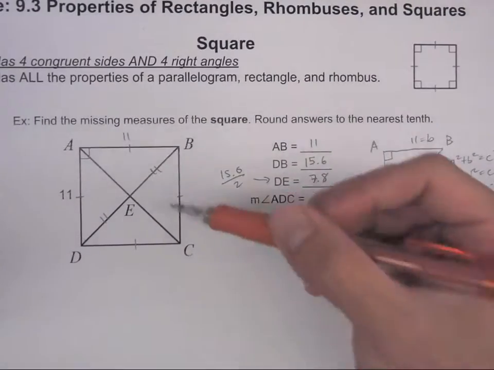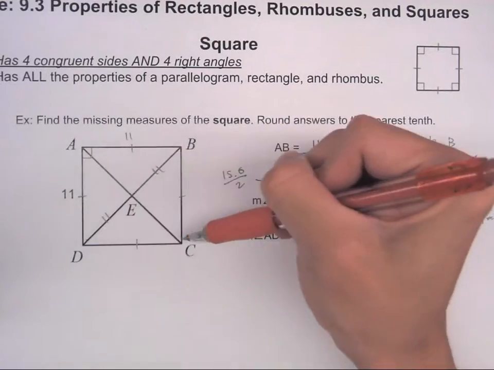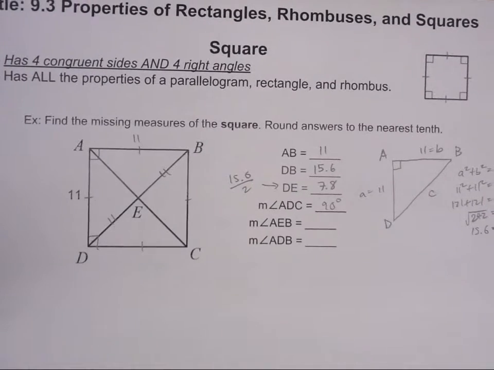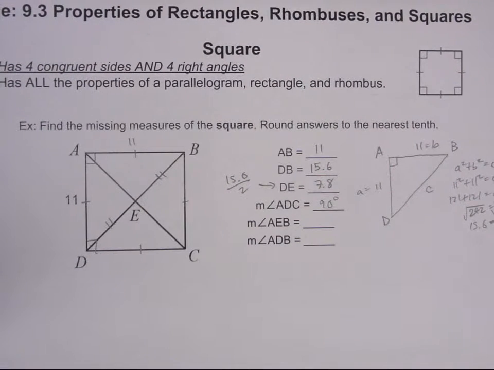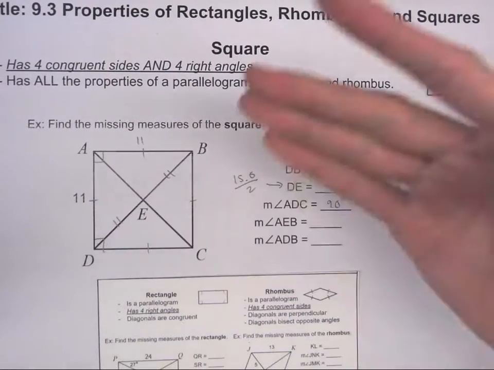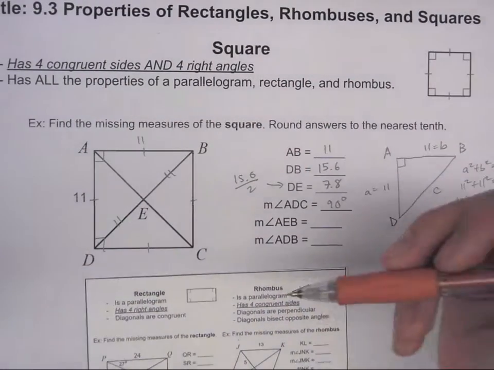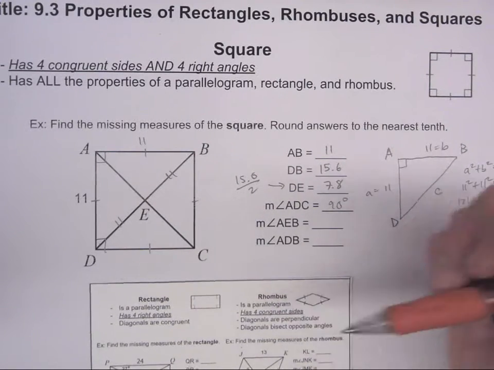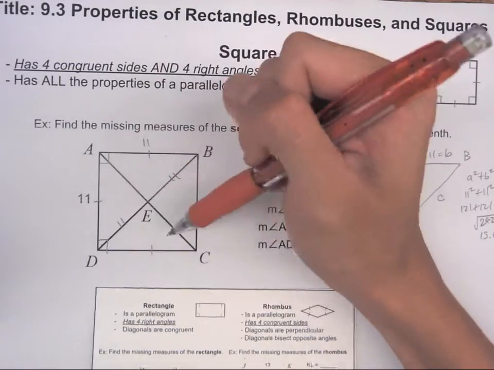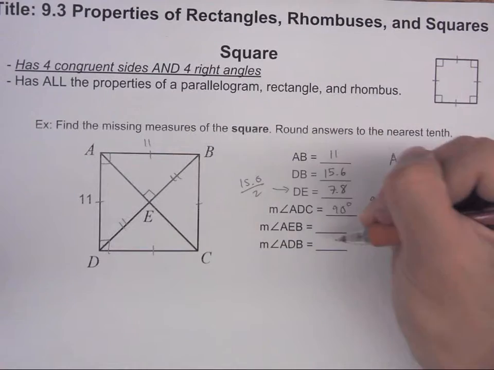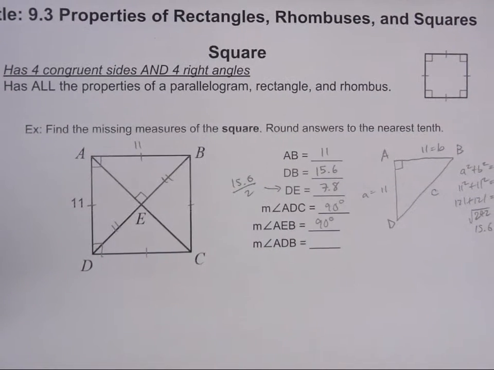Okay, measure of angle ADC. ADC, well, that's a right angle. This is 90. That one was pretty easy. AEB. So if we want to find the measure of angle AEB now, this one refers back to the rhombus. So a square has the properties of a parallelogram, a rectangle, and a rhombus. And what we know here is that for a rhombus, the diagonals are perpendicular. So what this implies is that if the diagonals are perpendicular, this angle has to be a right angle. So that means the measure of angle AEB also has to be 90 degrees.